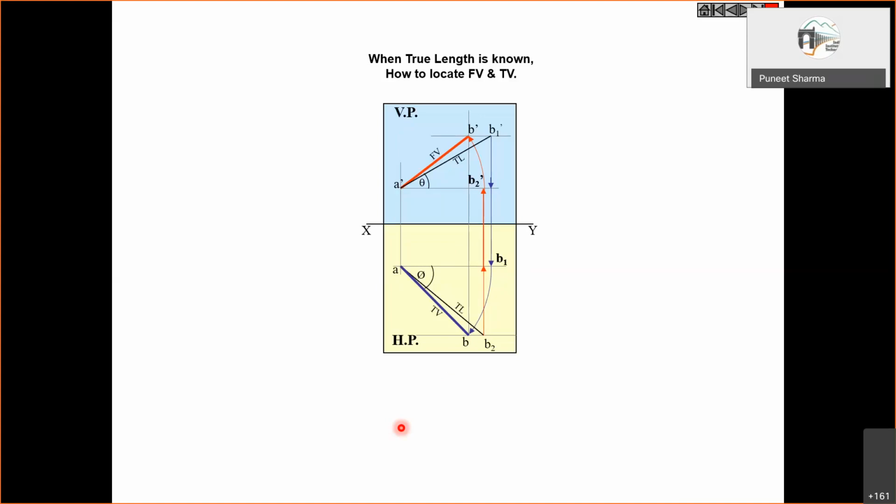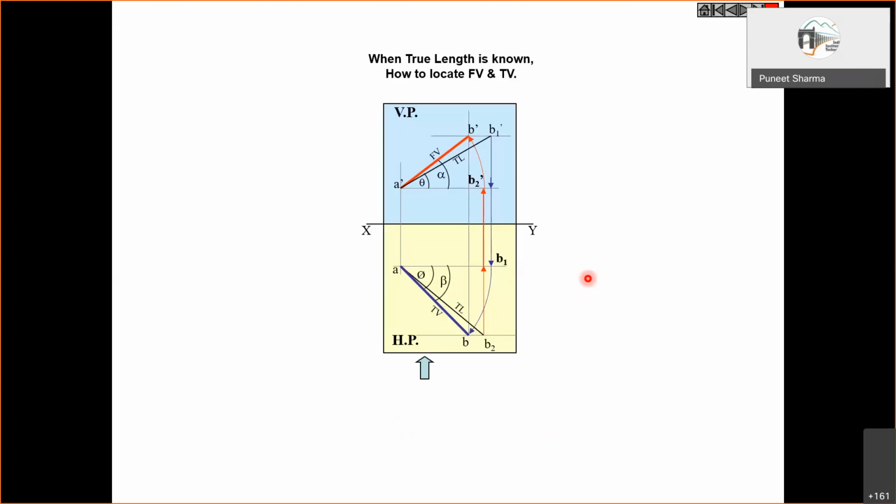And for that, what we have done, we initially assumed it to be parallel to the vertical plane. So there we obtained two things. I think the next slide will be better. Yeah, and then I'll explain this again.